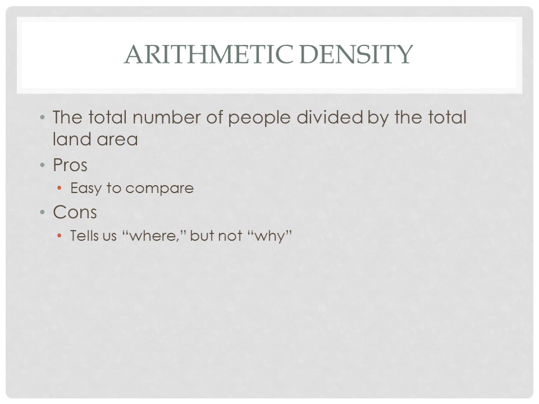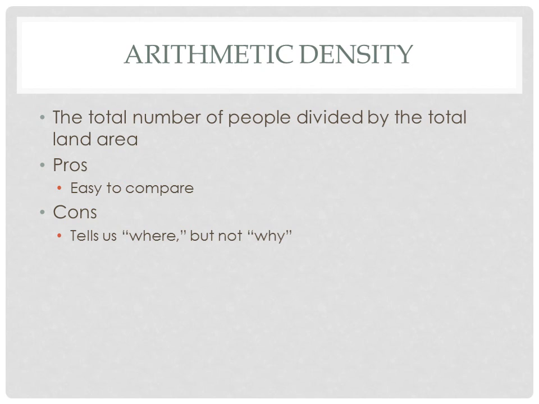Arithmetic density is defined as the total number of people divided by the total land area. So that's total number of people divided by total land. And I would encourage you to write that formula, people over land, so that you have that shorthand and maybe make it a little bit easier to remember.